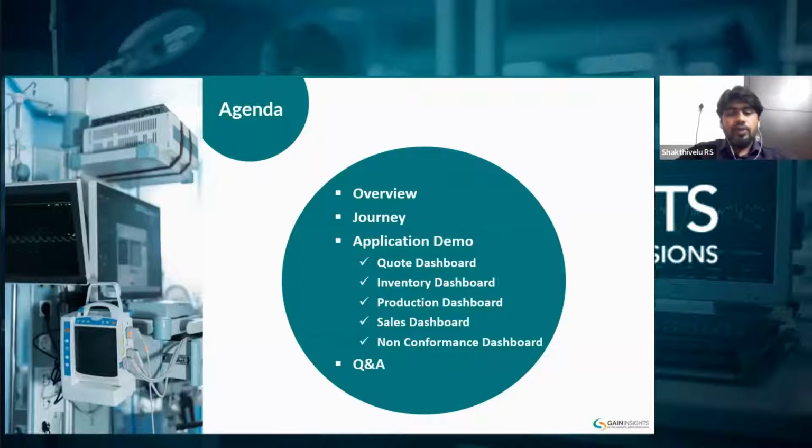Here is what we are going to look at in this session, starting with an overview of how business intelligence assists you in enhancing your manufacturing business, the path we take in that BI analytics journey, followed by a demo of versatile dashboards developed across various processes, right from the inception of the order to the final stage of it, be it customer acceptance.